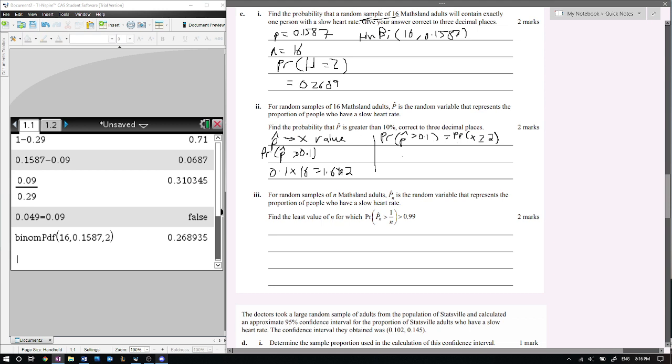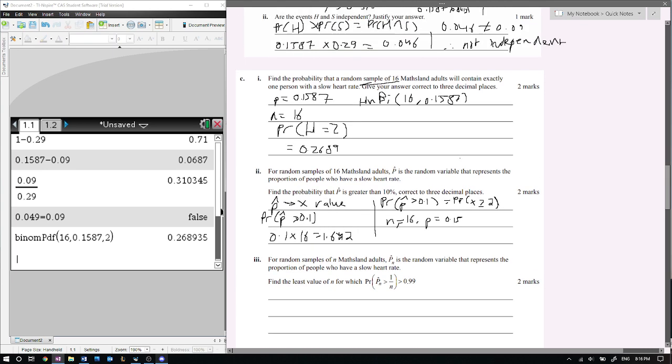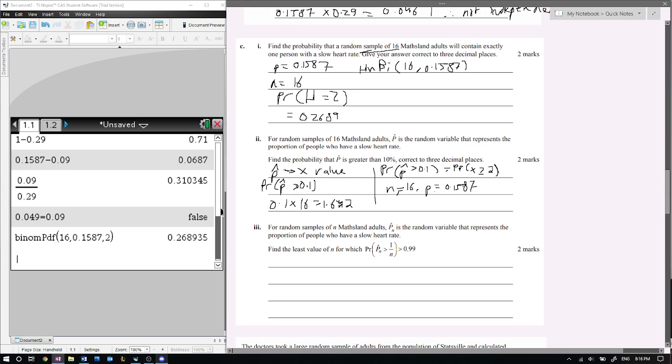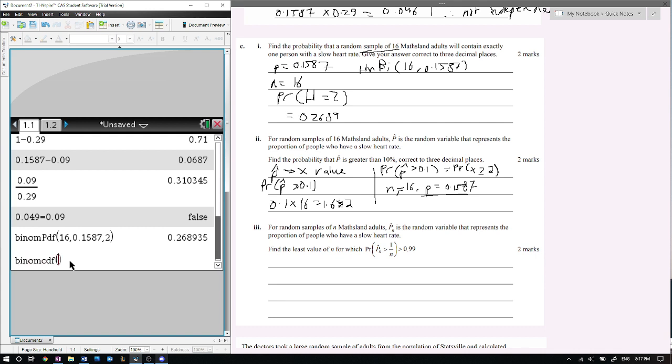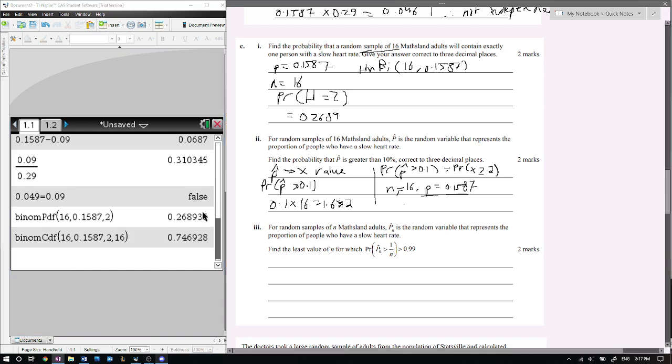And then you just use the binomial distribution. n is equal to 16, p is equal to 0.1587, because that's the probability of success for slow heart rate. So on the calculator, binomial CDF 16, 0.1587, 2. Remember your calculator does this inclusively, so I'm entering 2, and 16, which is our max. So the answer is 0.7469.